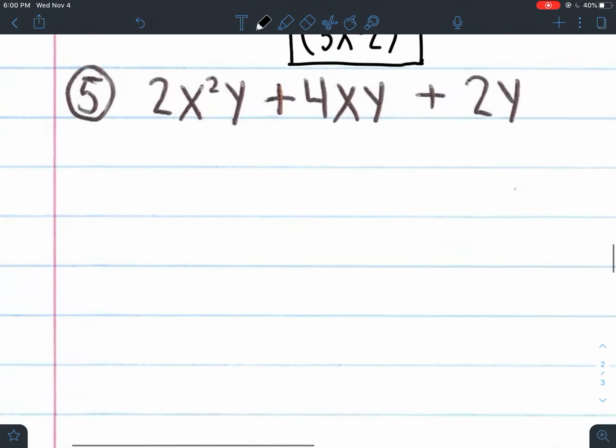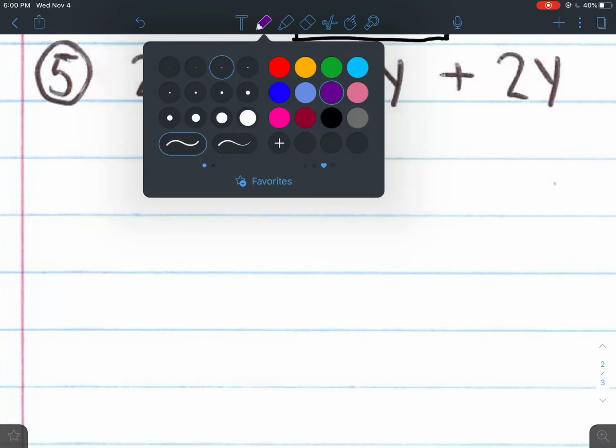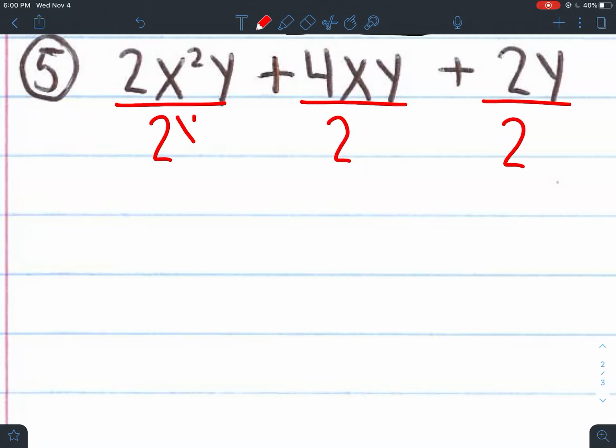All right, moving on to number 5. 2x squared y plus 4xy plus 2y. You always check to make sure it's in standard form, and it is. Your highest exponent is first. But then once you do that, you always want to check for a greatest common factor. In this case, we do have a greatest common factor, so I want to divide it out of every term. The largest number I can take out of everything is a 2, but I can also factor out a y.